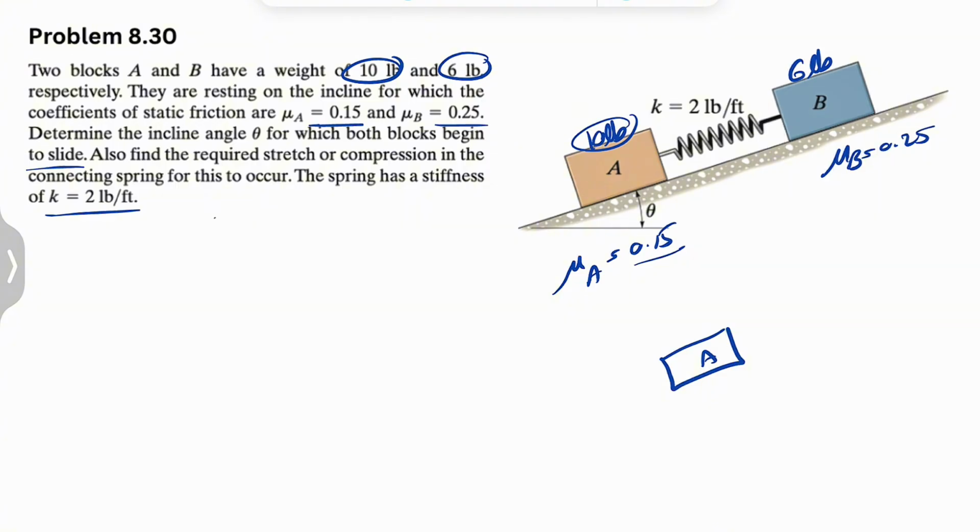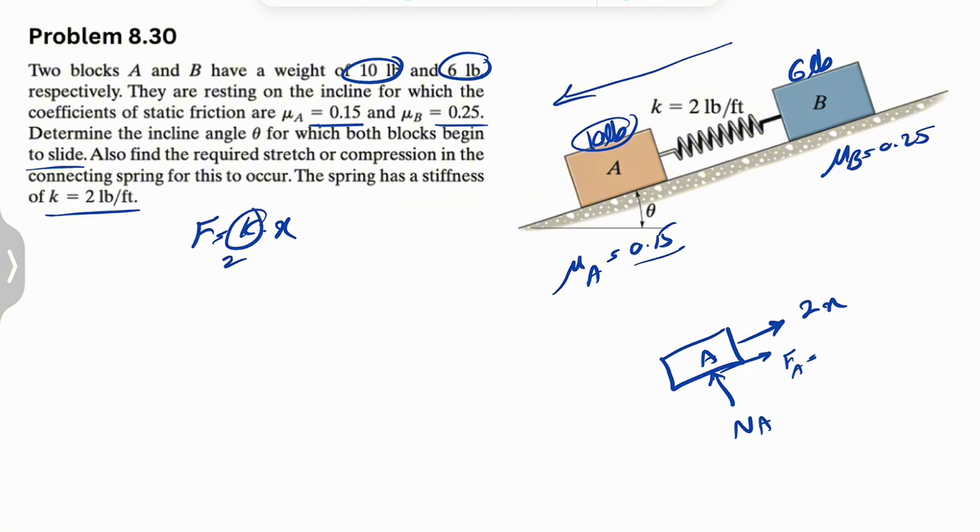Because of the difference between the two weights, the spring is going to stretch. We know the force in the spring would be the constant times the displacement, or the stretch, that is going to happen. We know the constant is 2, so we can call this force 2x. We're going to have a normal force NA, and because eventually these two are going to move in this direction, the friction has to be in the opposite direction, so FA would be in this direction.